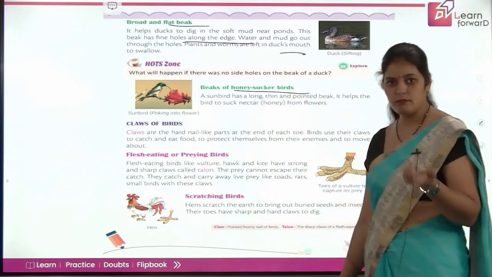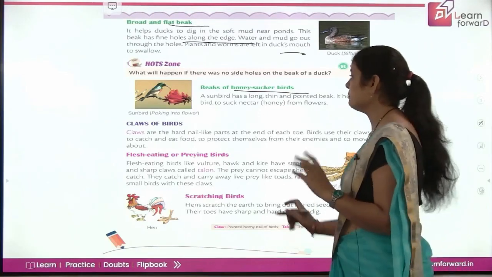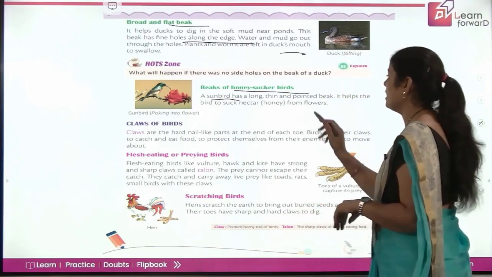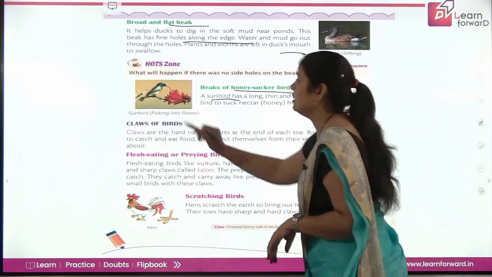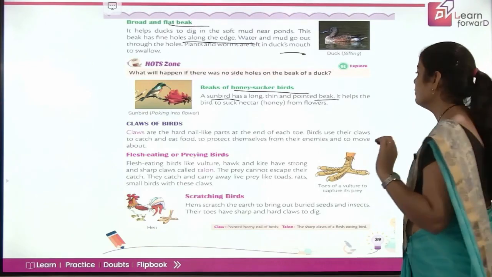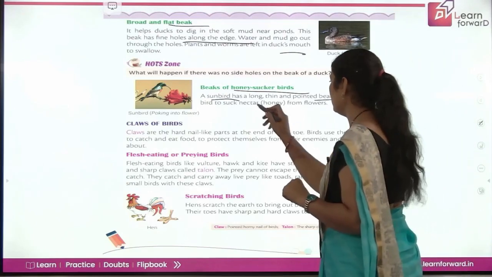Next are the beaks of honey-sucker birds. There are many birds that suck honey from flowers. So what type of beak do they have? The sunbird is the example. It has a long, thin and pointed beak. You can see over here, long, thin and pointed, so that it can easily pierce into the flower parts. It helps the bird suck nectar, honey, from the flowers.